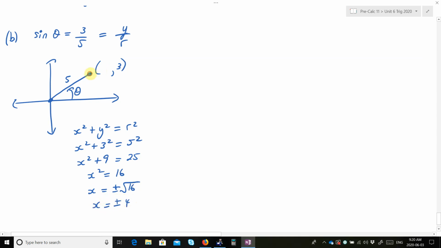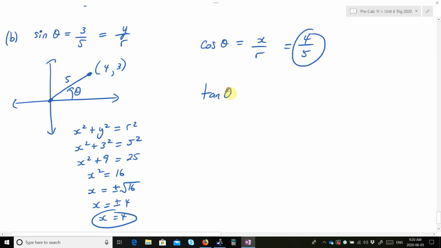And looking at where this point is, we have to head out to the right and then up. So the x coordinate is positive 4. And then we can say cos theta is x over r, which is 4 over 5. And tan theta is y over x, which is 3 over 4. And we're done.